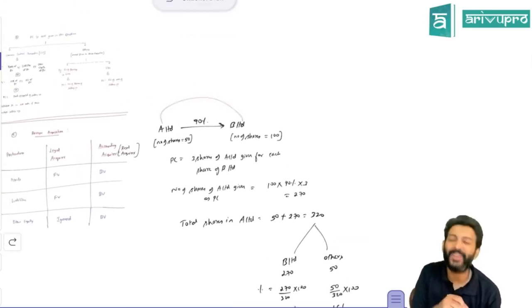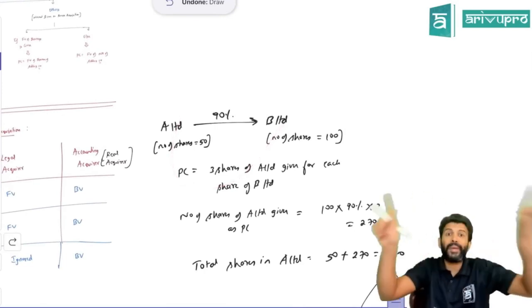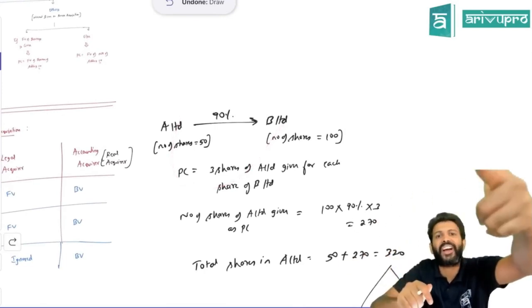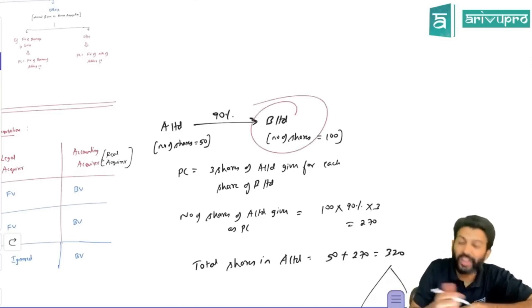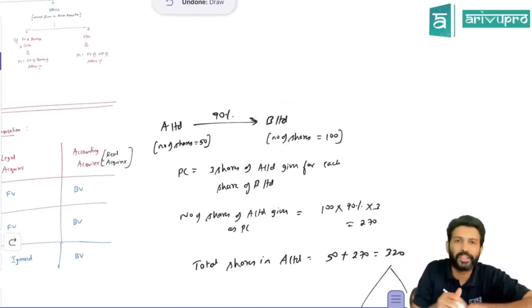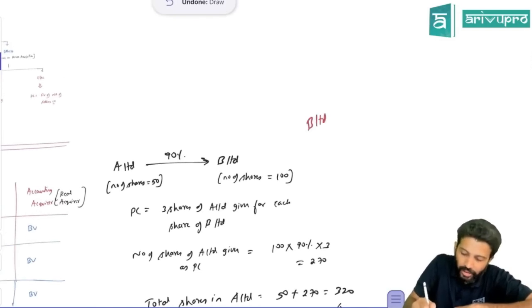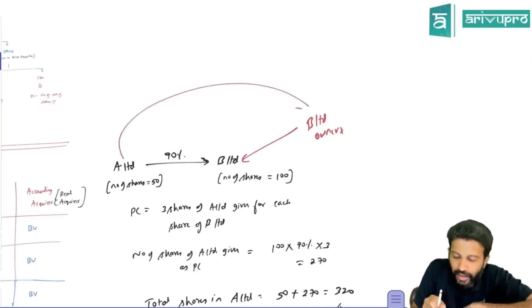A is not controlling B. Indirectly, B is controlling A. On paper, no, it says A has acquired B. But in reality, B Limited's owners, not B Limited, are actually controlling A Limited. Just to avoid the confusion, earlier B Limited's owners were controlling B Limited. Now the purchase consideration is given to B Limited's owners.